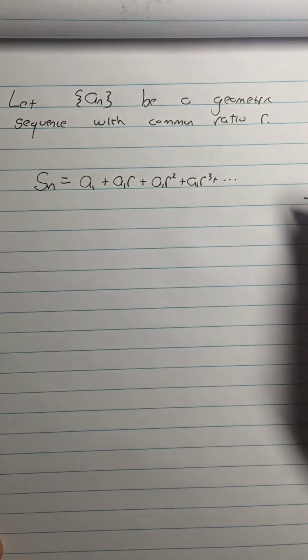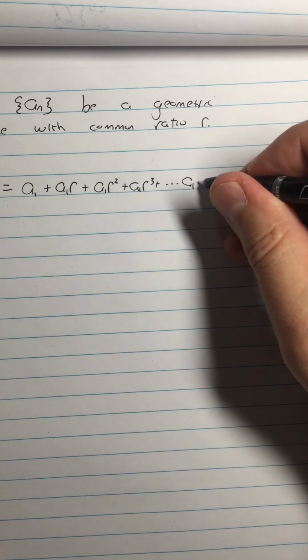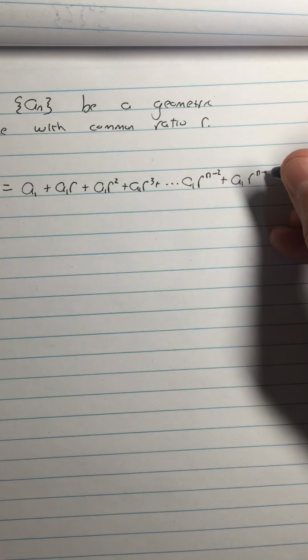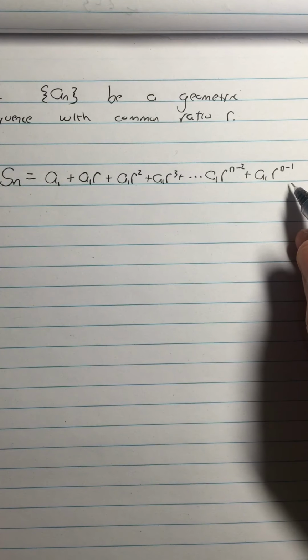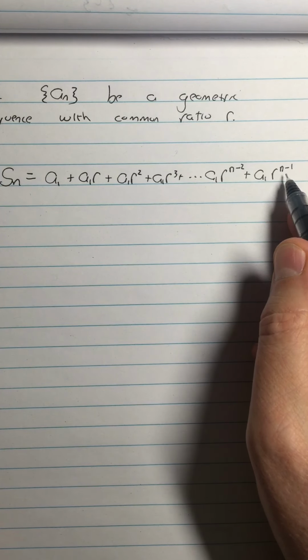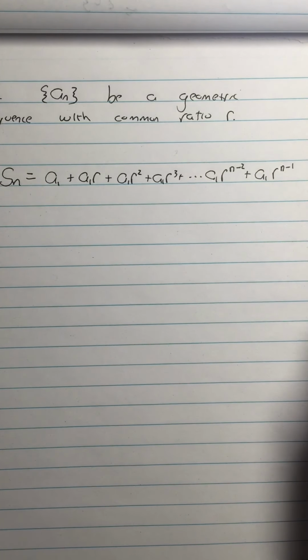And then you keep going until you get to a1 r to the n minus 2, and then a1 r to the n minus 1, which is actually the last one, right? Because again, the n minus 1 is part of that formula for the nth term. The nth term is a sub 1 r to the n minus 1. So this one's r to the n minus 1, the last one. So to get to that nth term, you're going to multiply by r n minus 1 times. All right, that's what S sub n is.